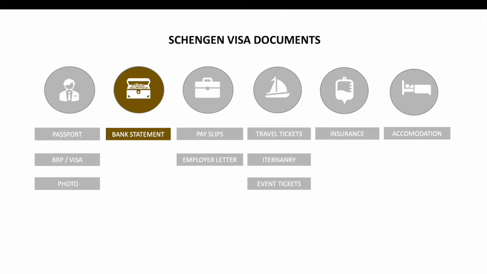For the next one, you must carry the last 3 months of bank statements. This is the evidence to support your own stay financially. The next one is your payslips from the last 3 months and also an employee letter stating that you're still employed with them. This is to support your job and source of income.